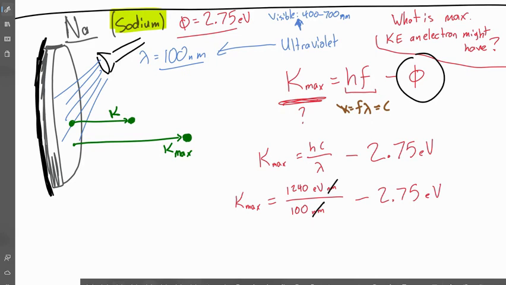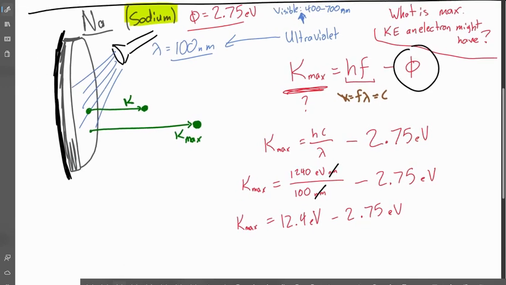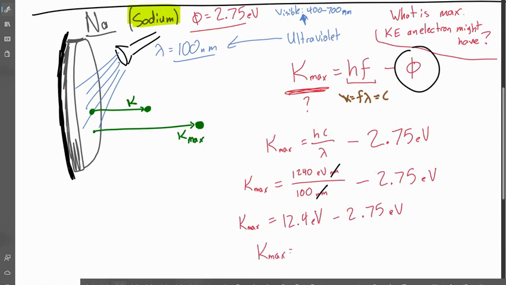Okay, nanometers on top and bottom, those cancel. So if we have kinetic energy max, we have 1240 divided by 100. So that's going to give me 1.24 eV, electron volts, minus 2.75 electron volts. Oh, I'm sorry, it's not 1.24, it's 12.4. My apologies, 12.4 electron volts minus 2.75 electron volts. Okay, so we get that our maximum kinetic energy that it could have is whatever 12.4 minus 2.75 is. Let me get my calculator. 12.4 minus 2.75, 9.65 electron volts.